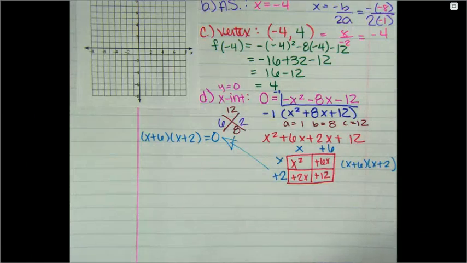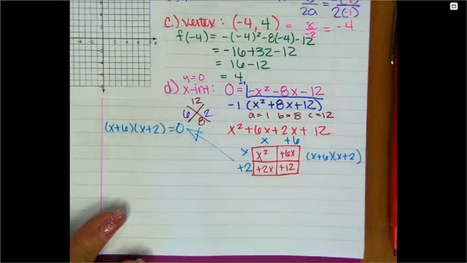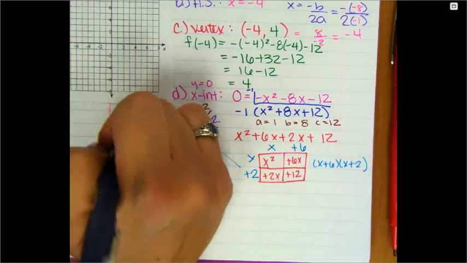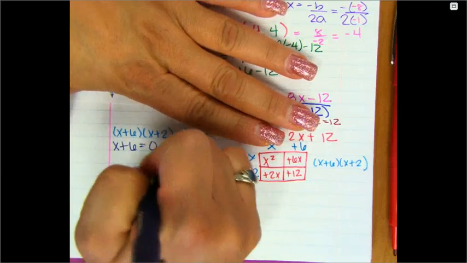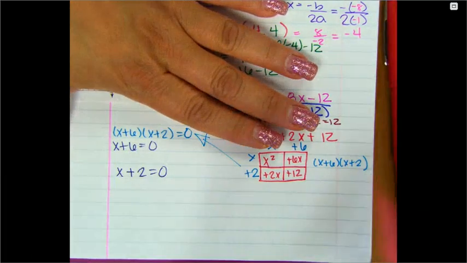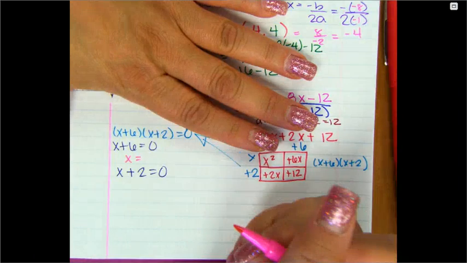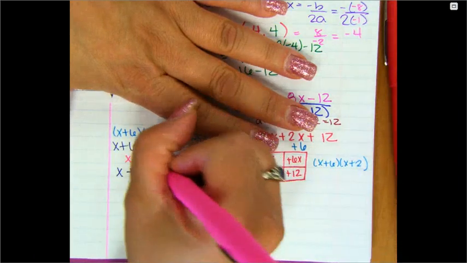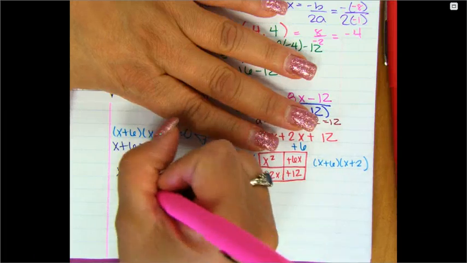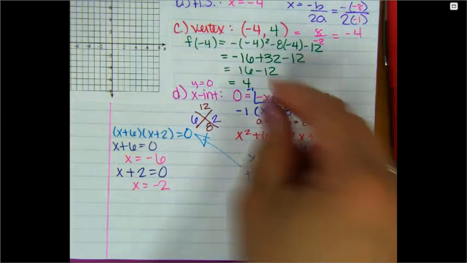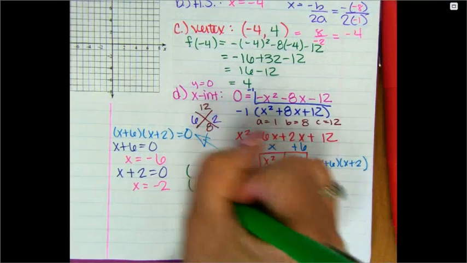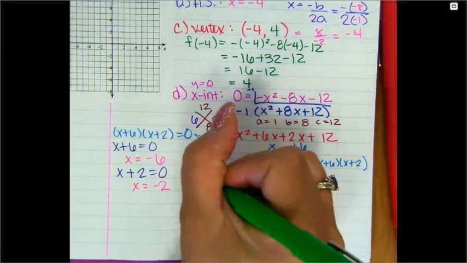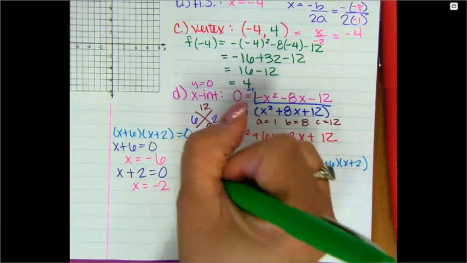What do I do now? How many equations? 2. So the first one is x plus 6 equals 0. And the second one is x plus 2 equals 0. What does x equal? No, it doesn't. -6 and -2. So my x-intercepts need to be points, correct? So what are those 2 points? -2 comma 0? Very good.